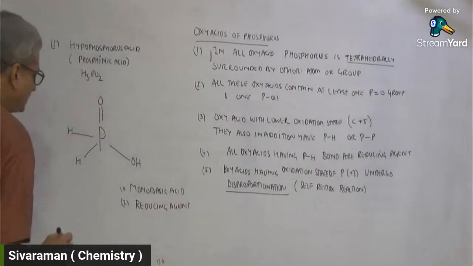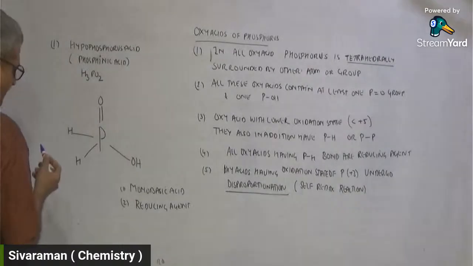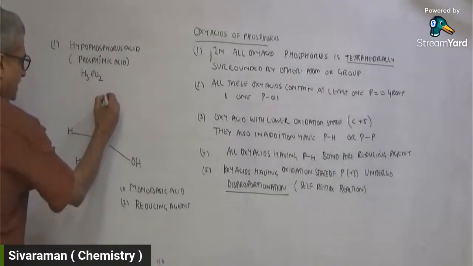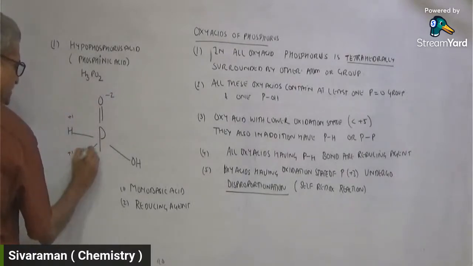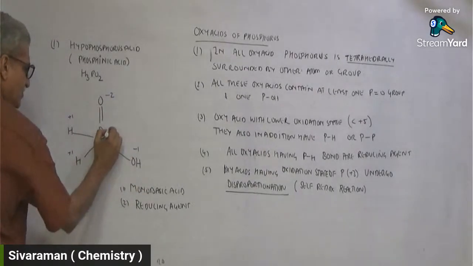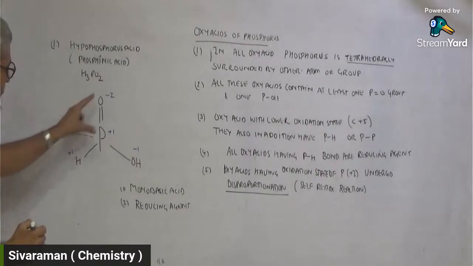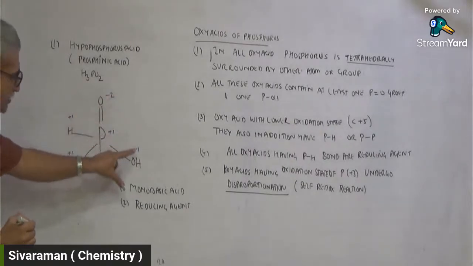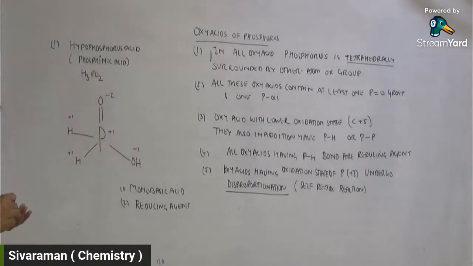Now let us try to understand the oxidation state of phosphorus over here. Oxygen has a charge of -2. Hydrogen has a charge of +1. OH together has a charge of -1. So the +1 and -1 will cancel each other. For the total molecule to be neutral, phosphorus has to have a charge of +1.